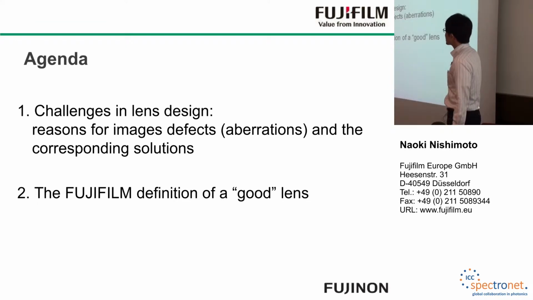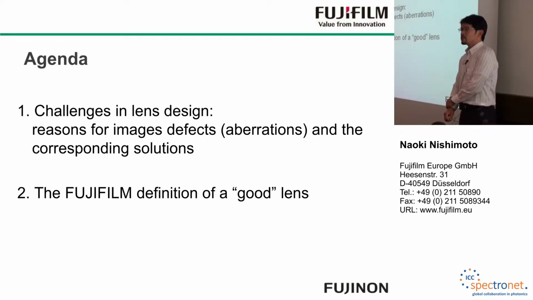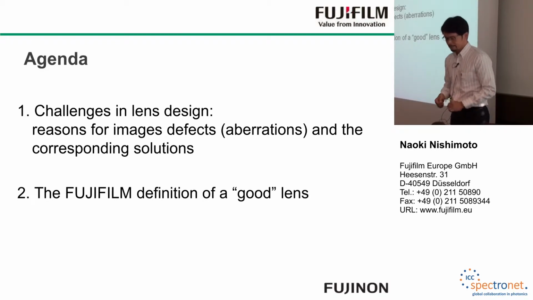First is challenges in lens design and cause for image defects. And here we will see 3 different image defects and the reason. And second point, the Fujifilm definition of a good lens. And here we'd like to propose our new classification for machine vision lenses as a good lens.